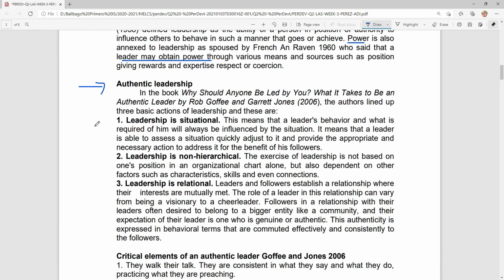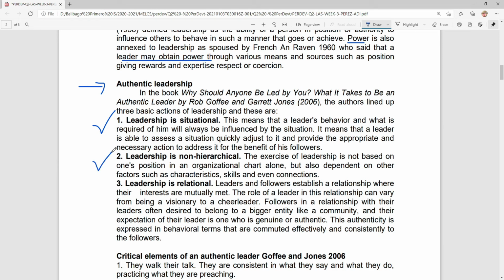Okay? So first, leadership is situational. This means that a leader's behavior and what is required of him will always be influenced by the situation. It means that a leader is able to assess a situation quickly and adjust to it, and then provide appropriate or necessary actions to address the issues, like for example, challenges, for the benefit of his followers. Okay, so let us apply this action. Leadership is situational.